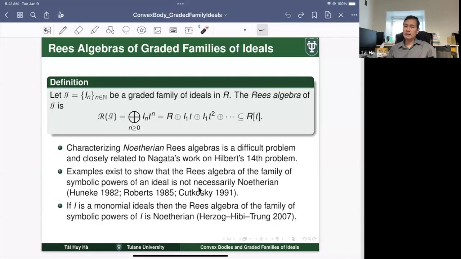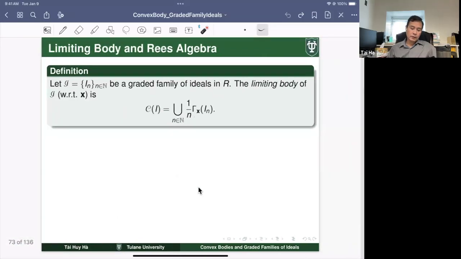So the next natural family of ideals to look at is a gridded family of monomial ideals, right? Or for us, a gridded family of Newton non-degenerate ideals. For a gridded family of ideals, we can also construct the limiting body in a similar way as it has been constructed for monomial ideals.